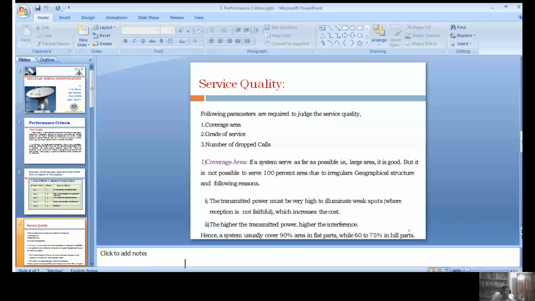Next one is dropped call. Whenever the mobile is moving from one area to another without termination of the call, it is not a dropped call. When the call is terminated suddenly while the conversation is going on, it is a dropped call. That is service quality: coverage area, grade of service, and dropped calls. These are the two performance criteria in cellular phones: voice quality and service quality. Thank you.